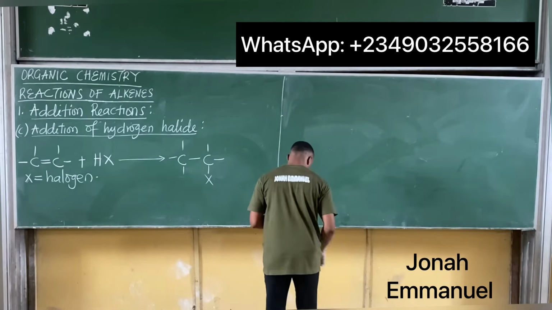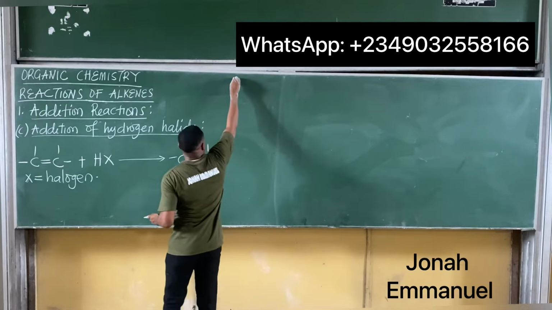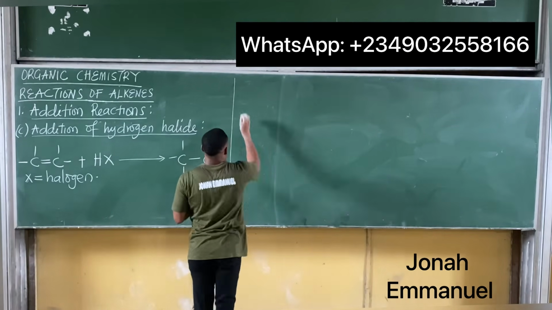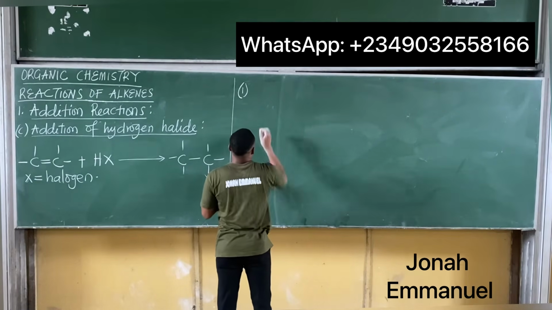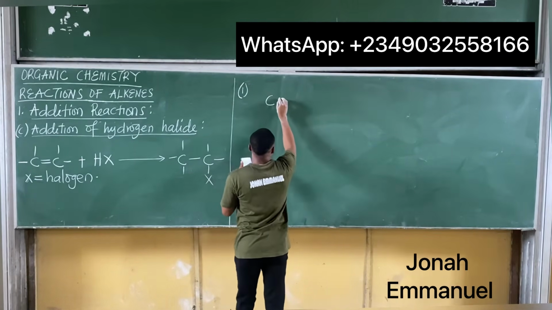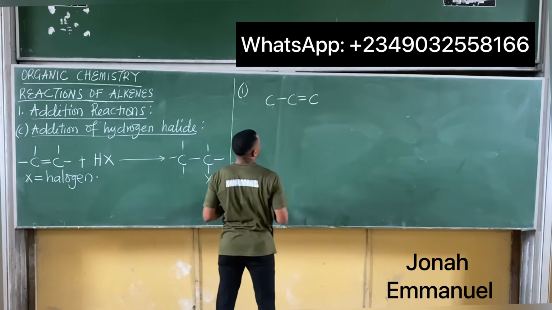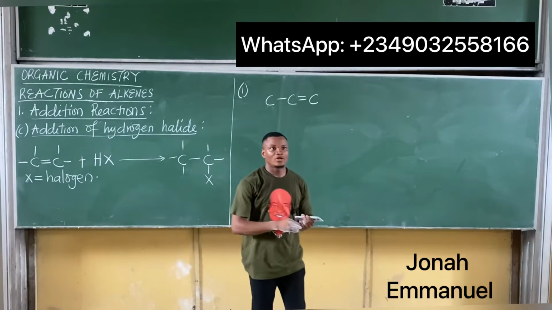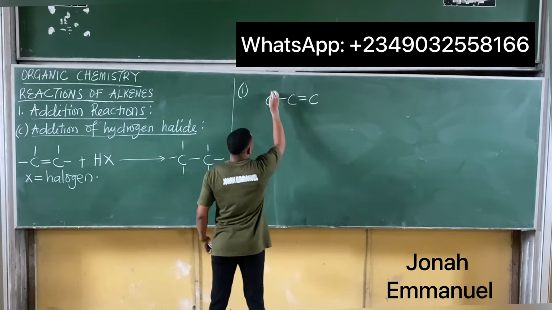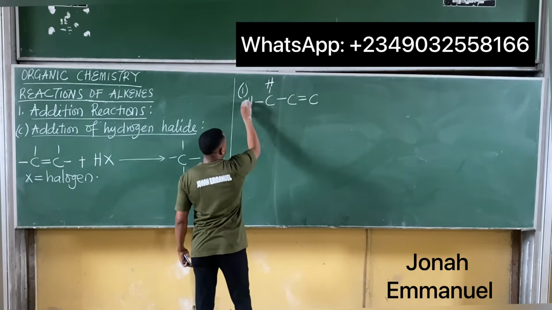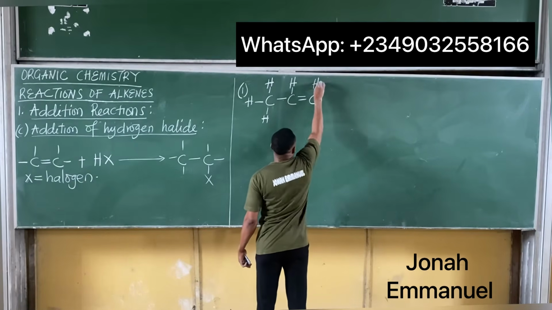Example number 1: any alkene at all. Let's say 1, 2, 3. Let's make an alkene. That makes a double bond there. So 1, 2, 3, 4.